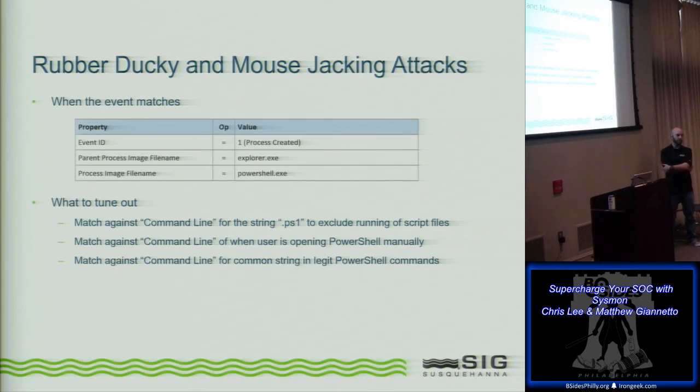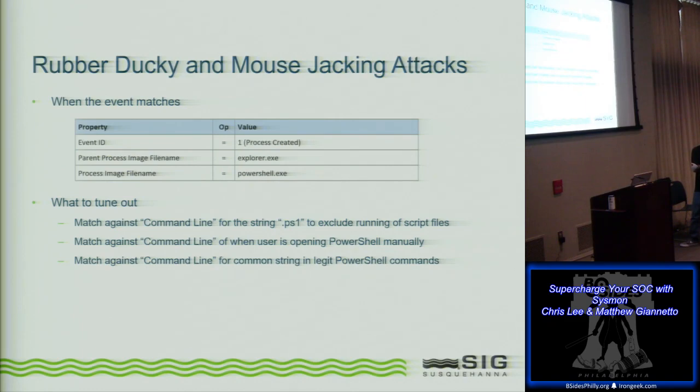So we thought, how could we detect this with PowerShell, with Sysmon logs? And what we said is, let's look for process-created events where the parent process is Explorer, right? Because by going start, run, and typing in your command, you're doing that within the Explorer shell. So the parent process is going to be Explorer, and then the process image file name is PowerShell.exe.